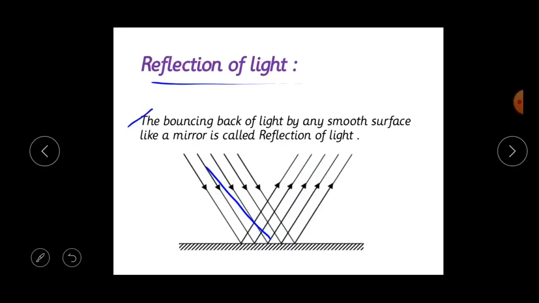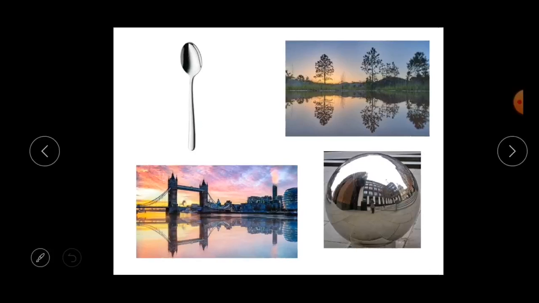Understood children? Okay, so here let us see what are the examples for reflection, where you can find the reflection of light. A shiny stainless steel plate or a shining spoon can change the direction of light. When the light falls on this spoon, it will change the direction of it. Okay, so this is one kind of reflection of light. The reflection of trees or buildings in water, yes, and then any polished or shiny surface can act as a mirror, so it will reflect. These are a few examples for reflection of light.